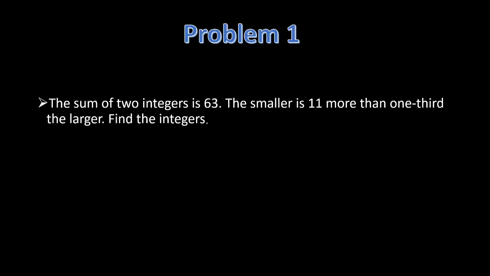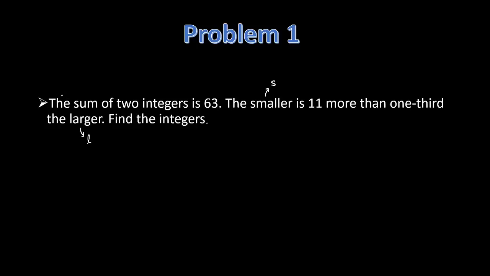The sum of two integers is 63. There is a smaller integer and there is a larger integer. So those are my two unknowns. Now, from these two unknowns, I'm going to create two different equations to find my two unknowns. My first unknown is my smaller, so I'm going to label this S, standing for smaller integer. And I'm going to label this one L, for my larger integer.